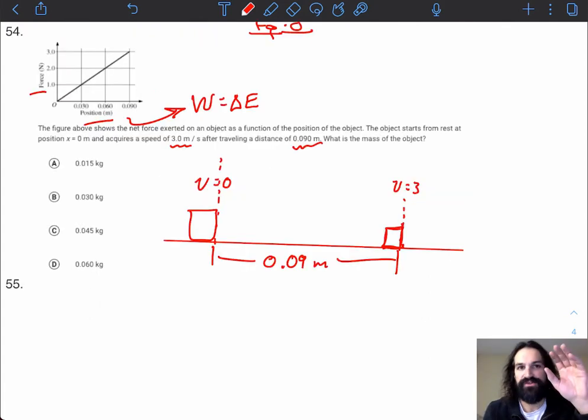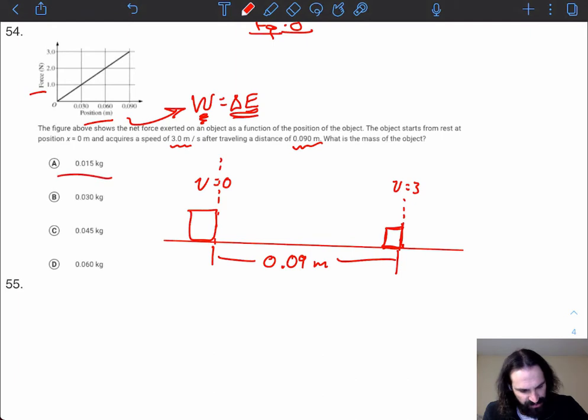Hope that helps. All right, so 54, I see a graph. I'm immediately looking at it. It's a force distance graph. That should immediately pop out to you. Oh my God, this is a work graph. Area under the curve equals force times distance, or length times width, which is work, which is equal to the change in energy.